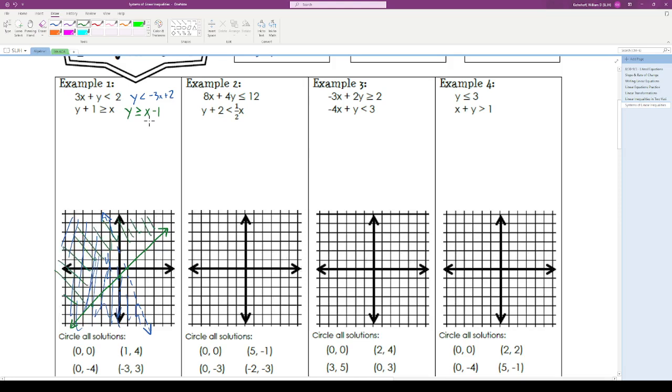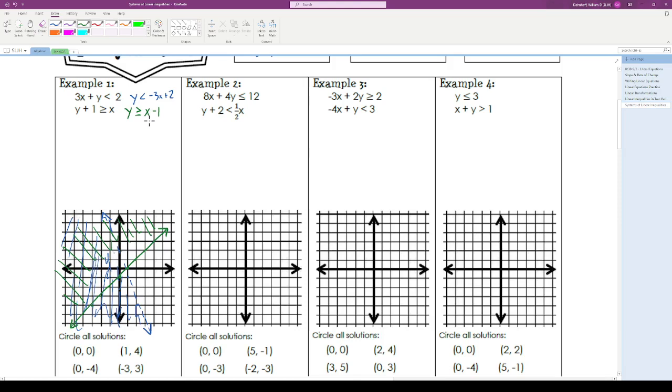Now what we're looking for with a system of linear inequalities is the solutions to both of these, which are where our shading overlaps. So if you're using a pencil, what you can do is just really lightly shade each of the two regions, and then wherever they overlap, darken that area in.